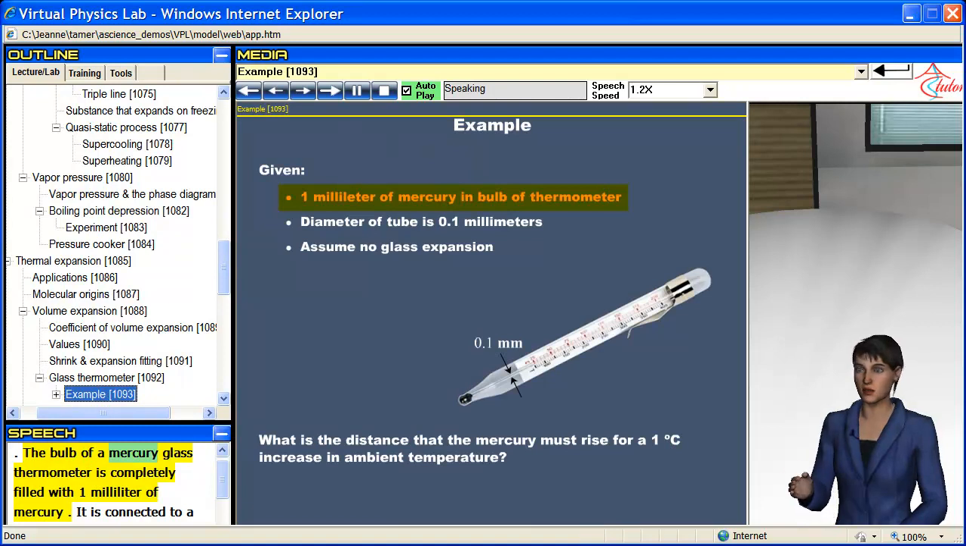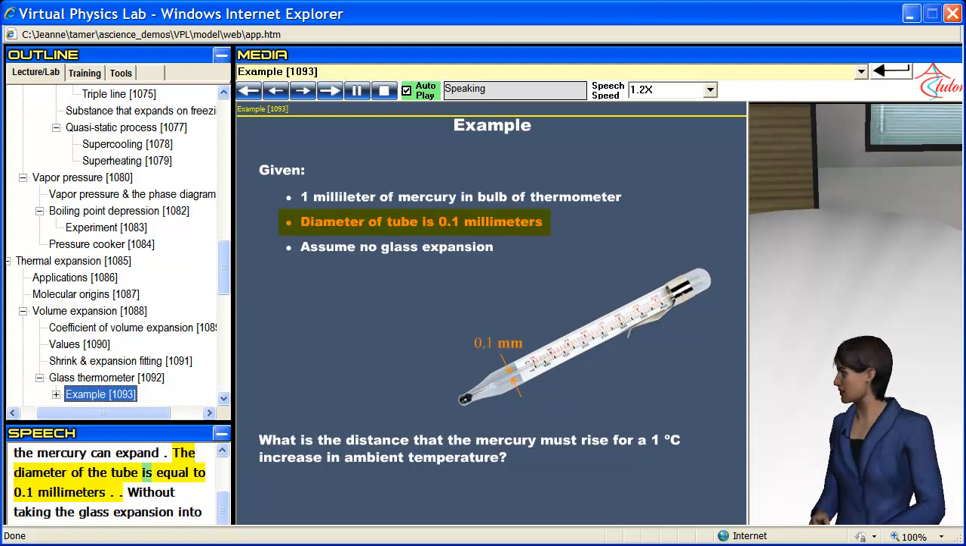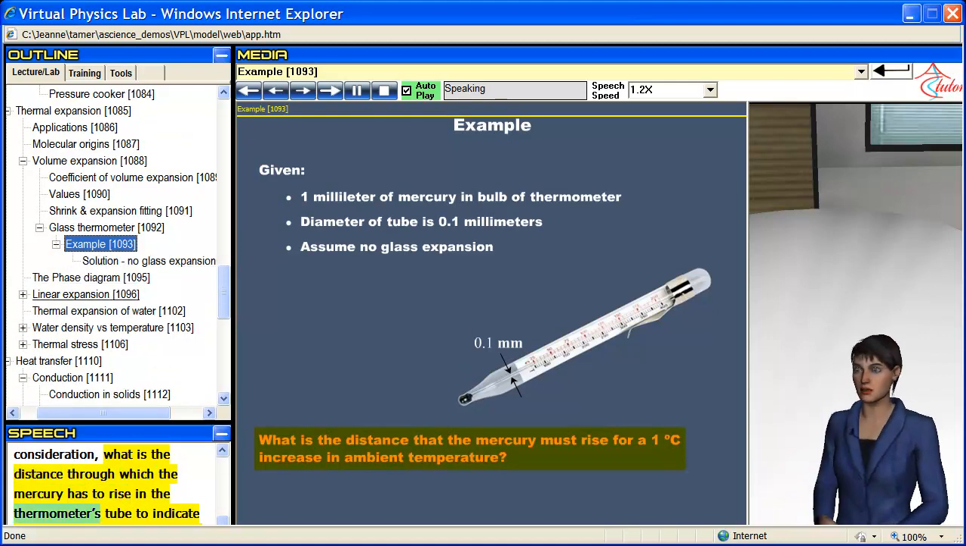The bulb of a mercury glass thermometer is completely filled with 1 milliliter of mercury. It is connected to a narrow circular tube into which the mercury can expand. The diameter of the tube is equal to 0.1 millimeters. Without taking the glass expansion into consideration, what is the distance through which the mercury has to rise in the thermometer's tube to indicate an increase of 1 degree Celsius in the ambient temperature?